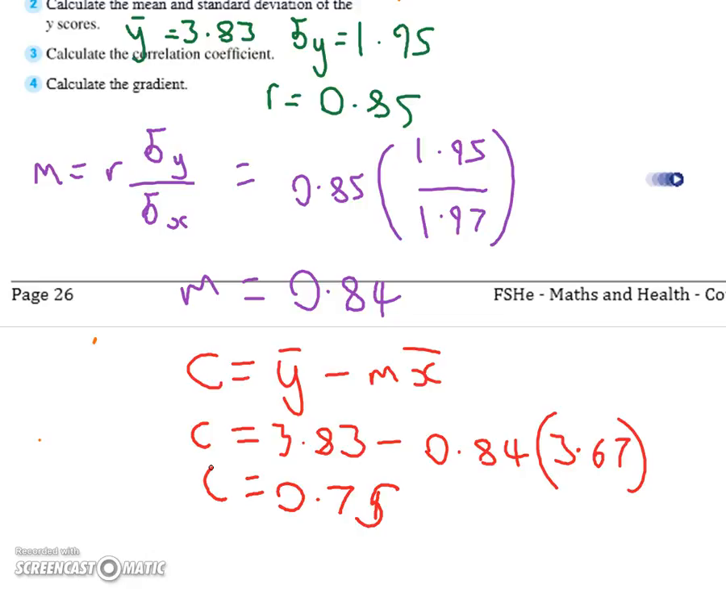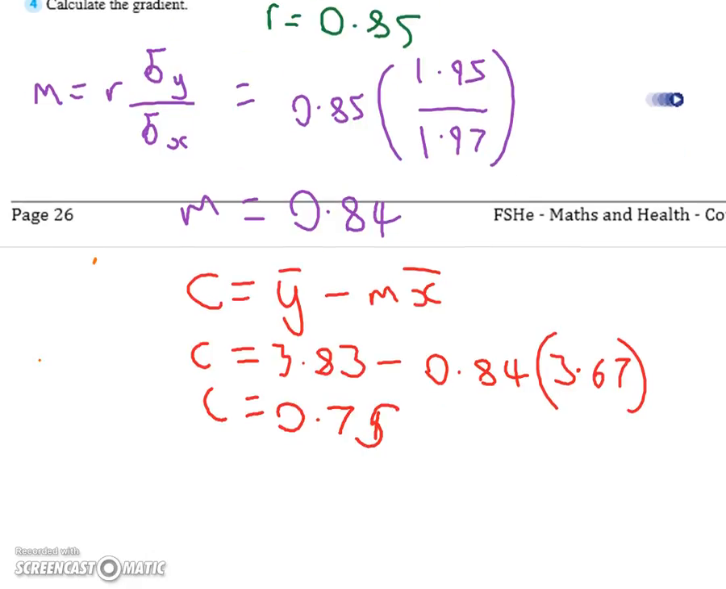Did you notice that all the stuff you're doing is stuff that you've done before? You are taking a formula, writing down what you know, substituting in, and solving. Okay. Last bit. y equals mx plus c. Hey, look, there's a formula.